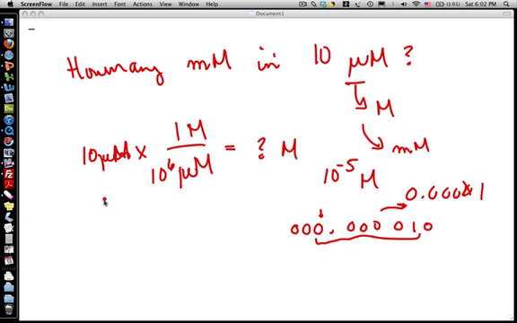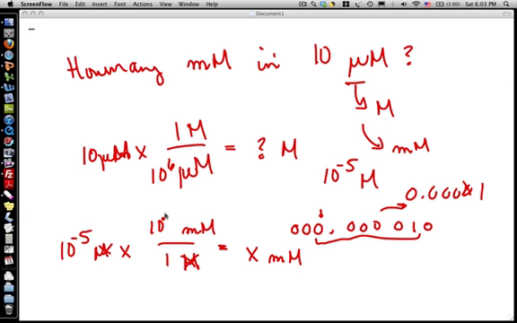Okay, and so now we need to do the second part, which is we've got 10 to the minus 5th molar, and we are going to convert that to millimolar. So we're going to put molar on the bottom, so it will cancel when we do the math. Millimolar on the top equals, and we'll get millimolar out of the deal. And when we have 1 molar, we have 1,000 millimolar. And so our final answer when we do the math through is going to be 0.01 millimolar.